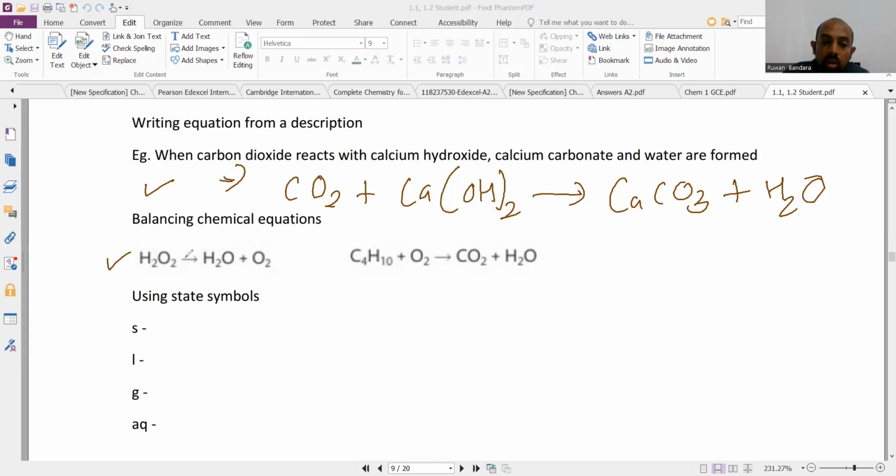You had to put two here, you had to put two here, then it is balanced. You are saying that equation? Yes. First one, can you get first one? I thought CO2 plus second one also not balanced. I'm talking about the calcium hydroxide. That is balanced. Yes.